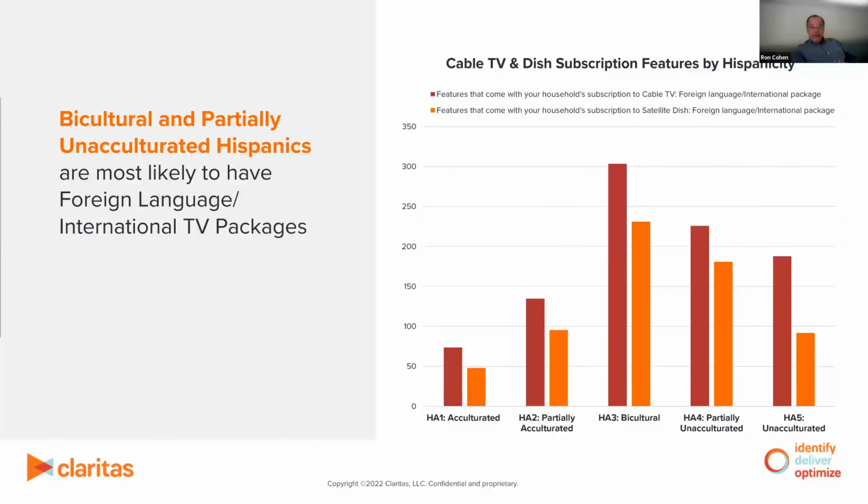Now, we said that Hispanics are cord cutting more than most, but those that still have television services, the red are bars for cable TV, and orange are for satellite, which is still popular among Hispanics, particularly among bicultural and less acculturated Hispanics. What are they packaging? Yeah, foreign language, international TV, international sports, Mexican soap operas, programming from home, basically. If it's packaged in, it's going to be more attractive to Hispanic households. I think that this trend is going down, and this is all moving toward the mobile and tablet space.